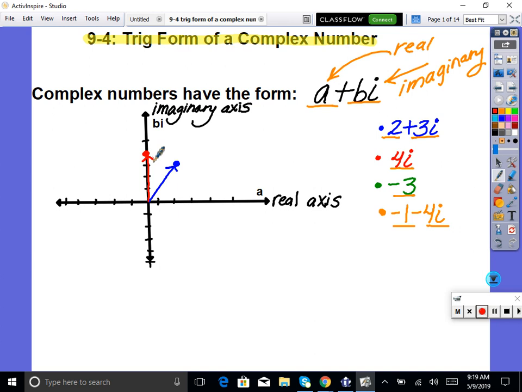All right, let's do -3. So that would be back 1, 2, 3, up 0i. And last one, -1, down 1, 2, 3, 4i. That would be right here. So pretty straightforward. It's just like an XY axis, essentially.